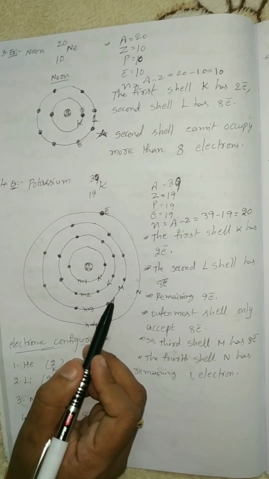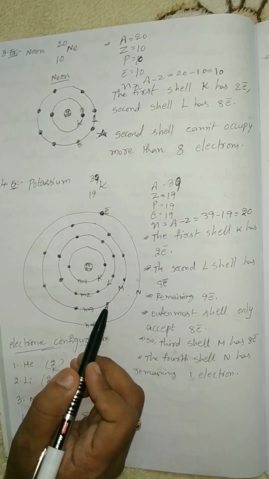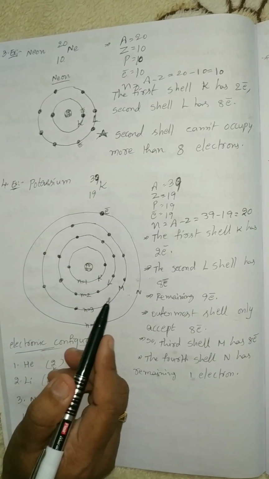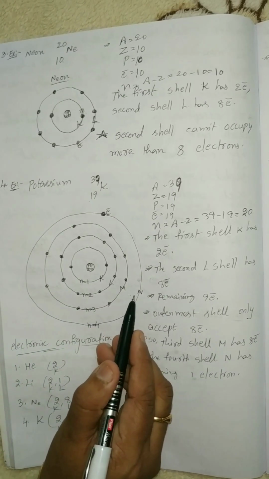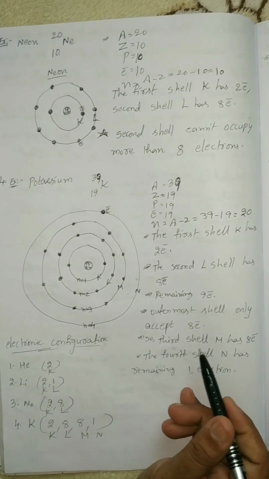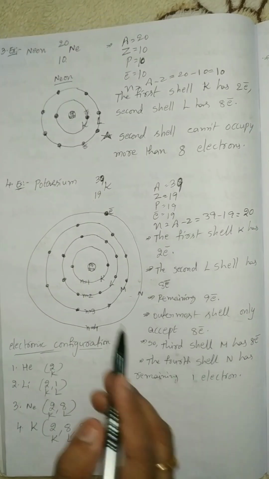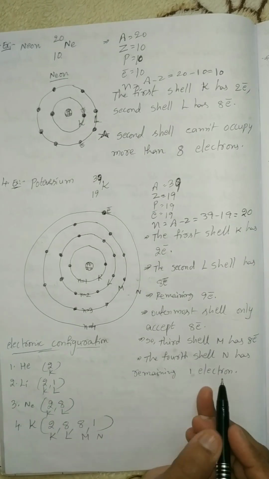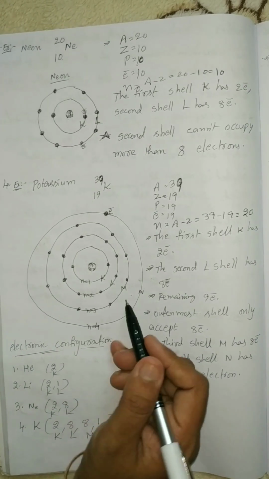In the M shell, only for the octet rule, only 8 is filled. But the remaining 1 is filled in the next shell. It means the N shell. So the third shell M has 8 electrons. The fourth shell N has the remaining 1 electron.